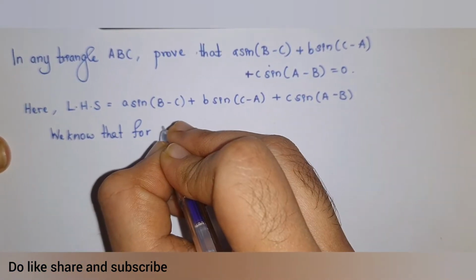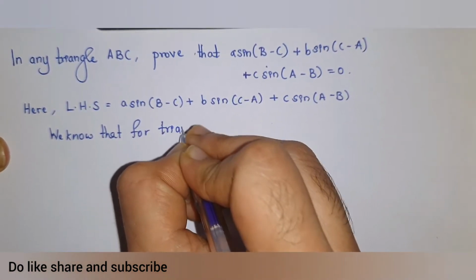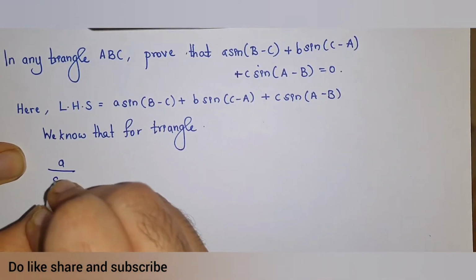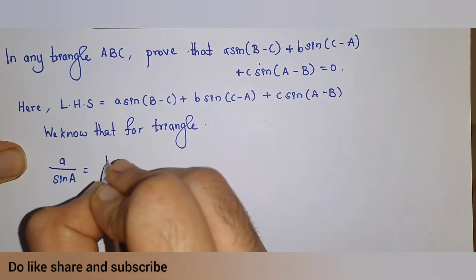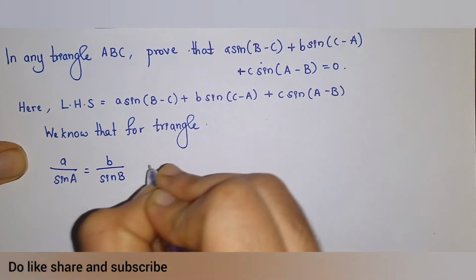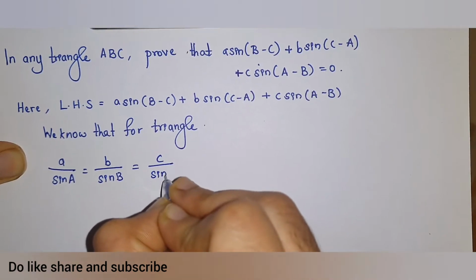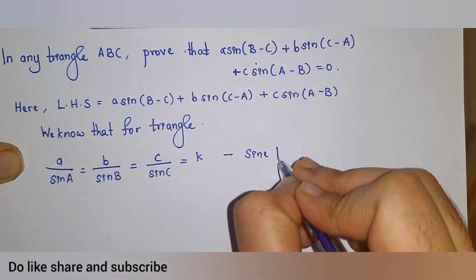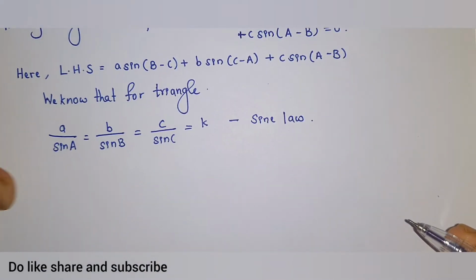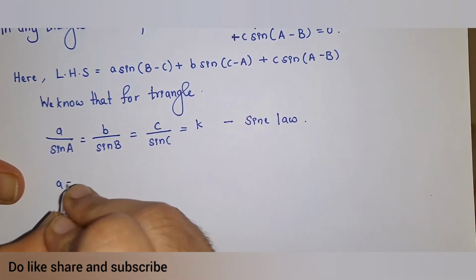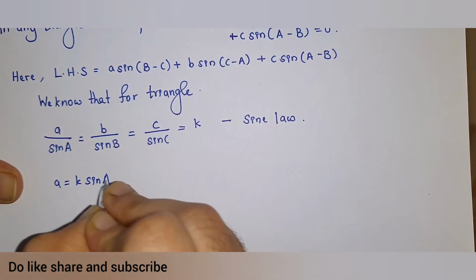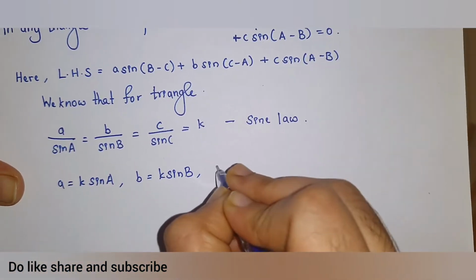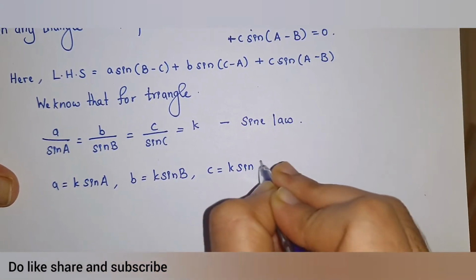for a triangle, a upon sine of A is equal to b upon sine of B is equal to c upon sine of C is equal to a constant, that is the sine law of a triangle. Now moving ahead, a is equal to k times sine A, b is equal to k times sine B, c is equal to k times sine C.